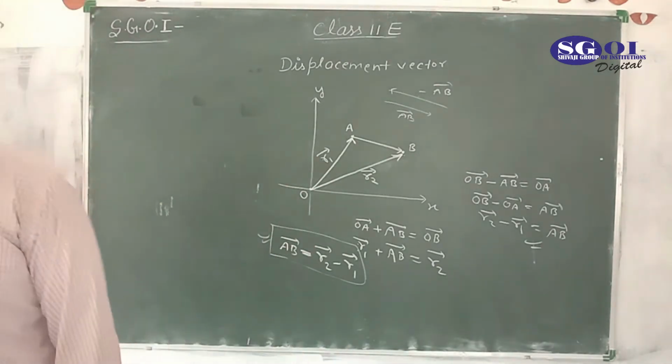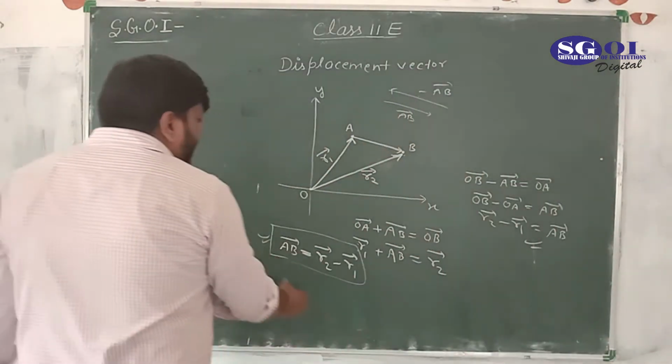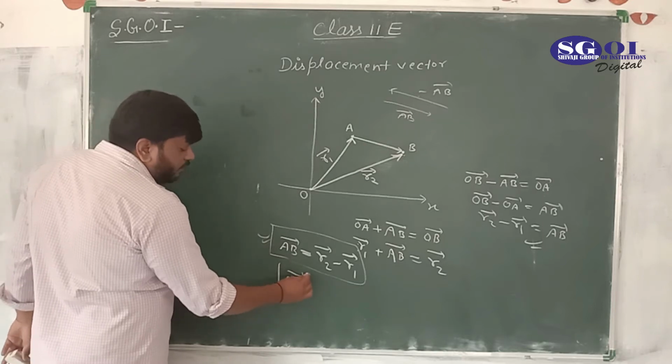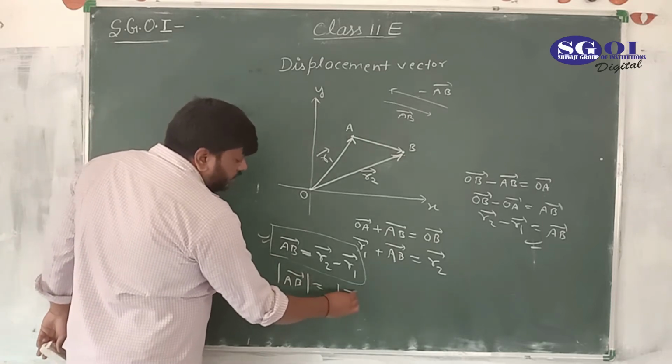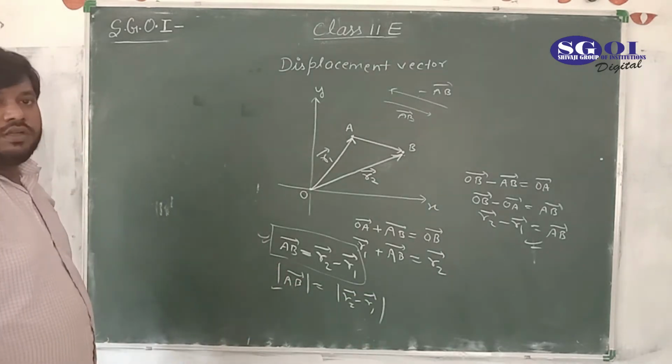Now, if you want to find the magnitude, we know that we have to take the modulus, that is the AB vector mod, and this is R2 minus R1. So this is the magnitude. Okay.